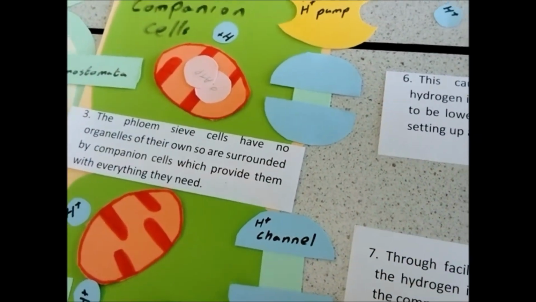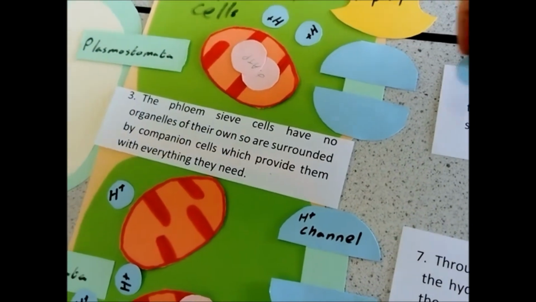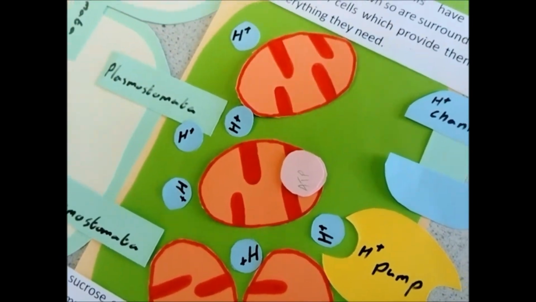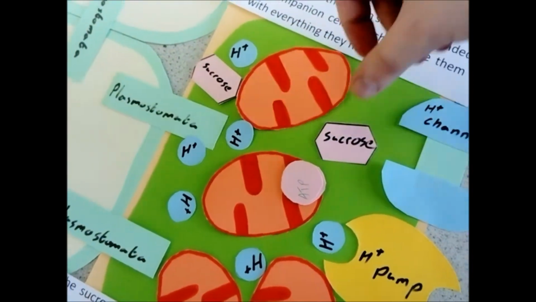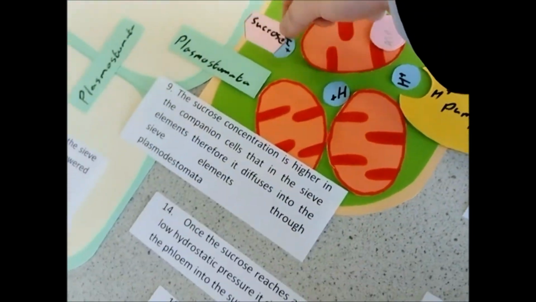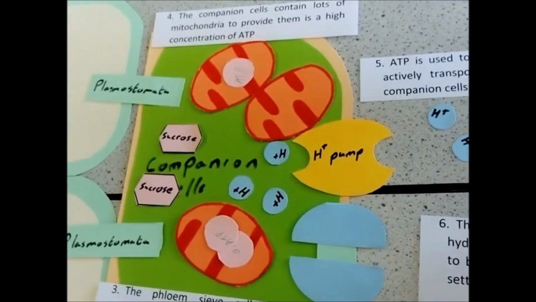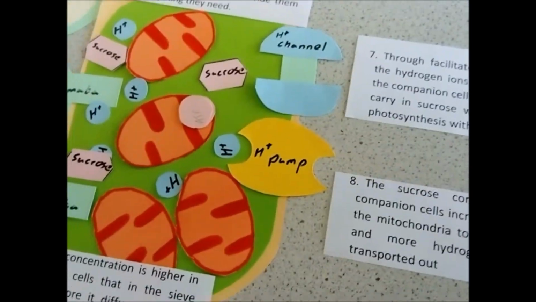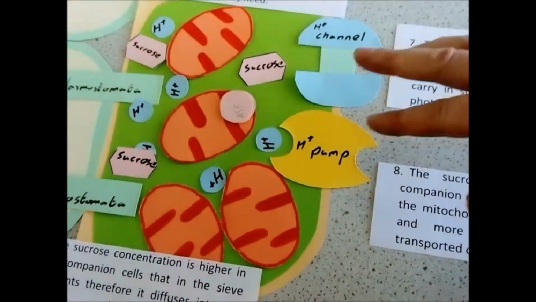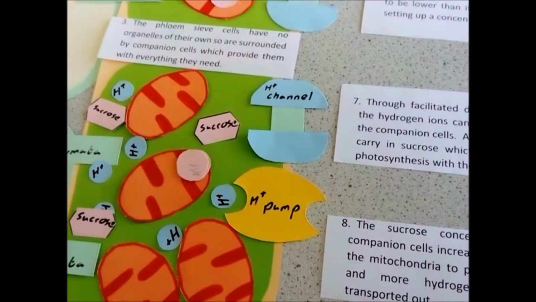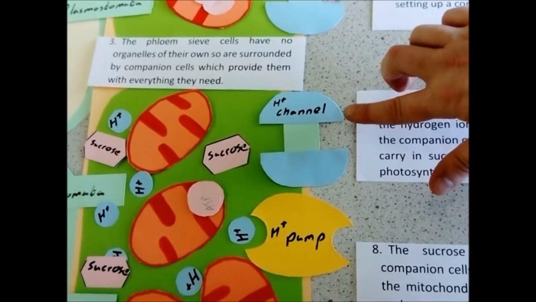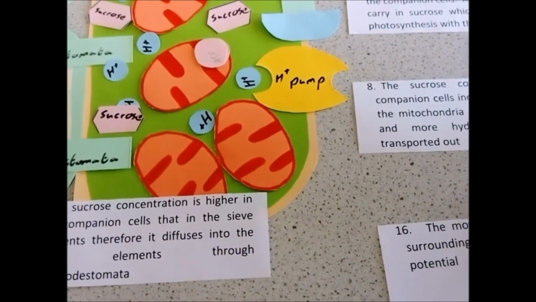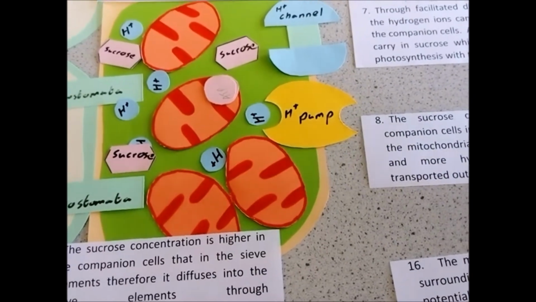As it moves back through this channel protein, it carries the sucrose into the companion cells from the surrounding areas. So the concentration of sucrose in the companion cells is increasing. Because it's moving back in, we can also call this facilitated diffusion, because it's being facilitated by a channel protein. So the sucrose concentration inside the companion cells increases.